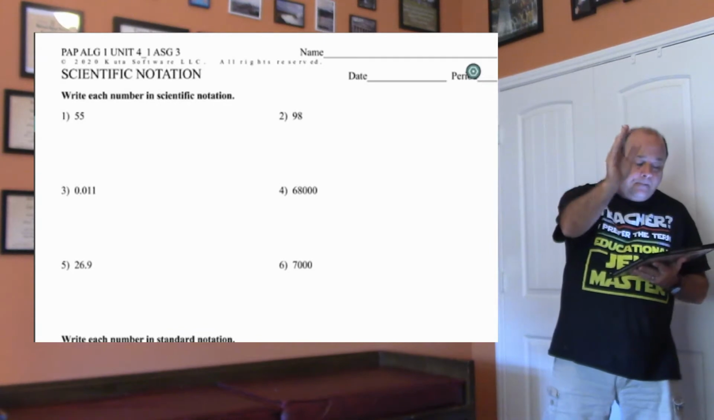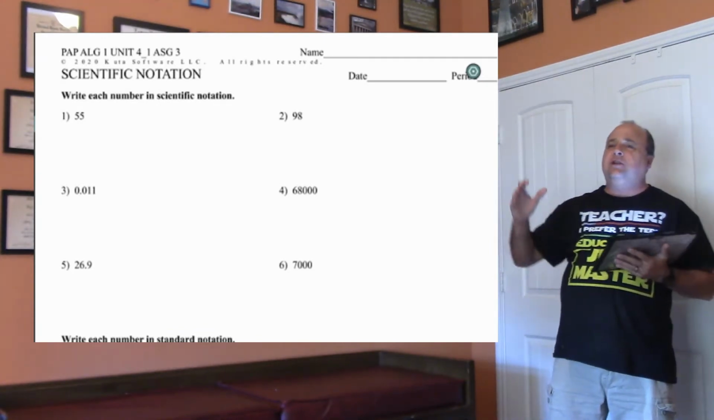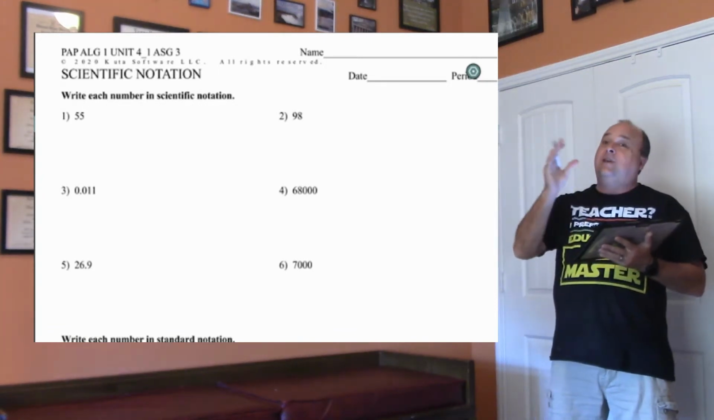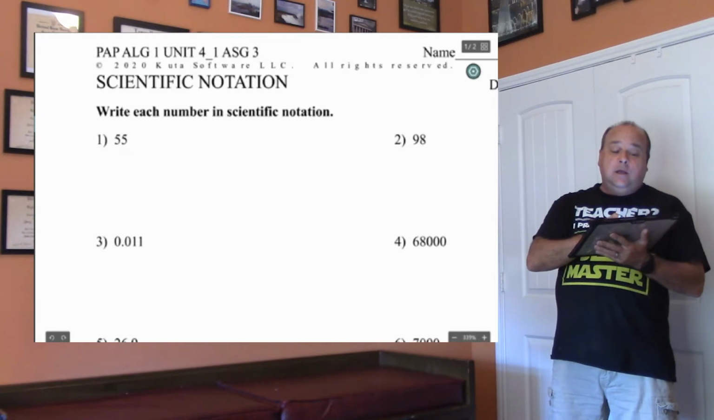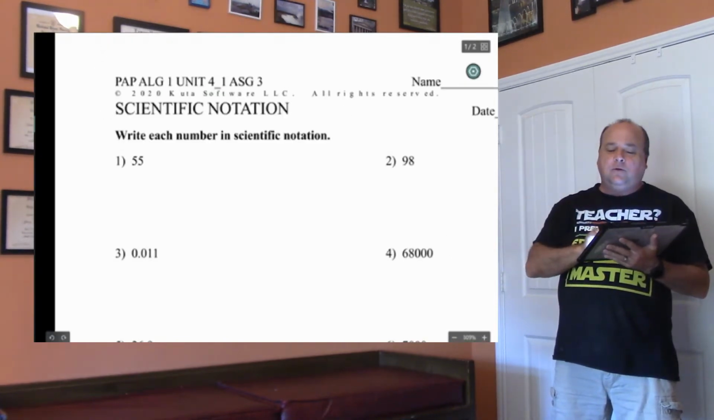But anyway, let's just go on, and we're going to write these numbers in scientific notation, and then I'll show you what happens on a calculator when you do this. So you can't do this on a calculator. Okay, so the first problem, we have 55, and we're going to write it in scientific notation.